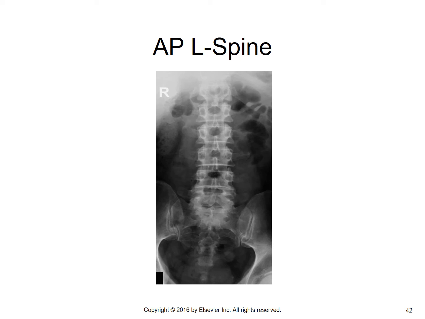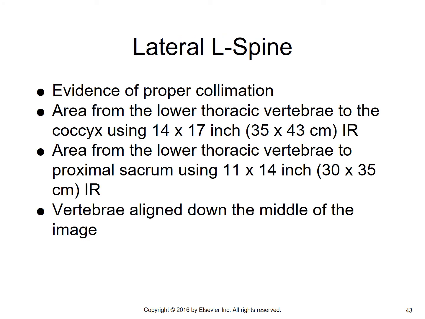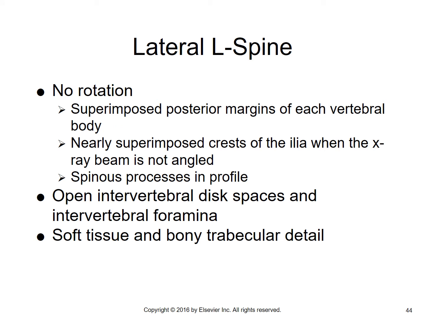It's a fairly common anomaly, so you want to make sure that you have all of the lumbar vertebrae on there. For the lateral of the lumbar spine, proper collimation, area from lower thoracic vertebrae to coccyx, area from lower thoracic vertebrae to proximal sacrum using an 11 by 14. Vertebrae are lying down the middle of the image. There isn't any rotation.